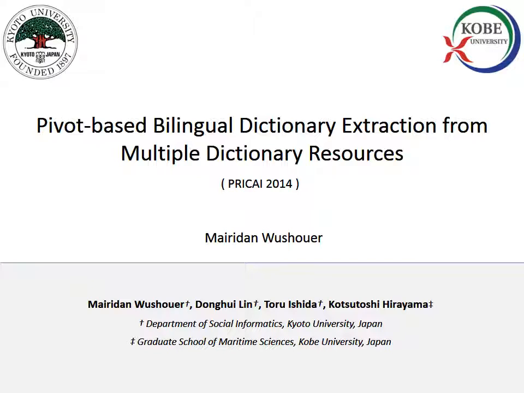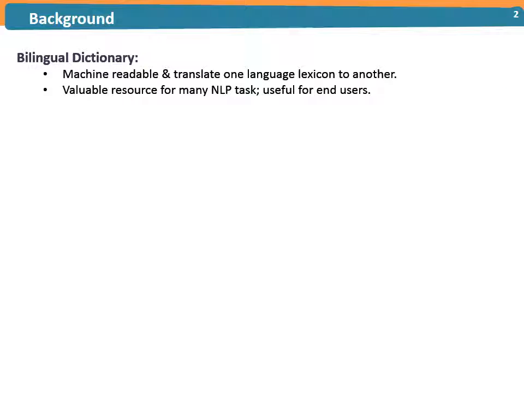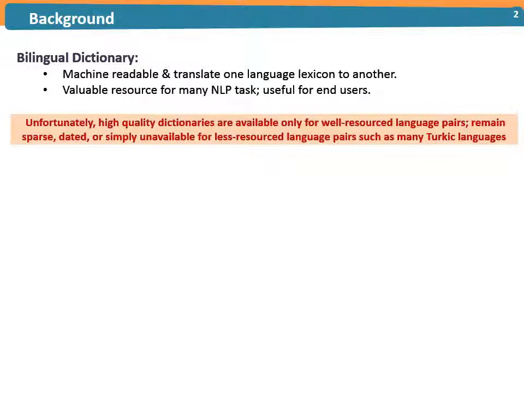Today I would like to present our solution to creating new bilingual dictionaries from existing dictionary resources. What is a bilingual dictionary? It is a machine-readable language resource used to translate one language lexicon to another. It is also a very valuable resource for many tasks in natural language processing and useful for end users.